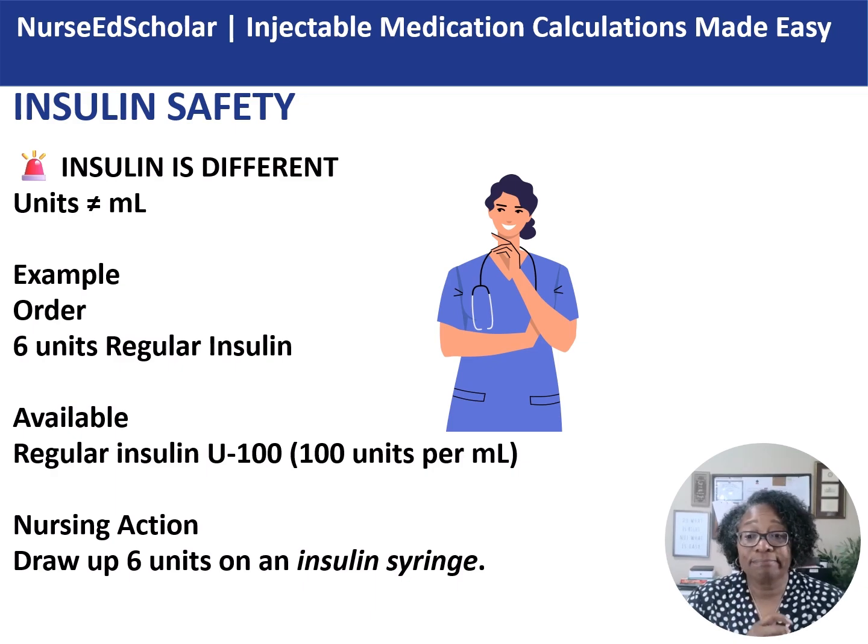Insulin. Insulin is a little different. We've been talking about milliliters the entire time. Insulin is different because it is ordered in units. Okay. Nurses will use an insulin syringe. Typically, it should have an orange cap, or an insulin pen designed for units. You do not want to mix up insulin units with milliliters.